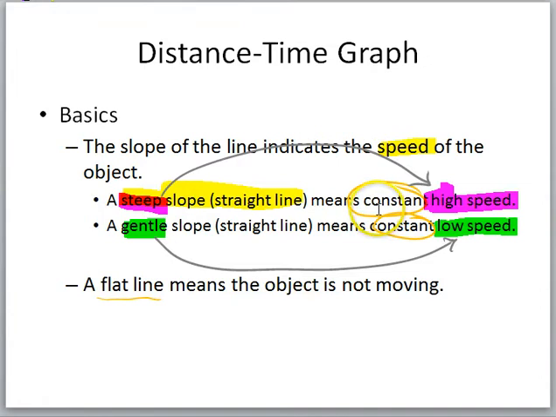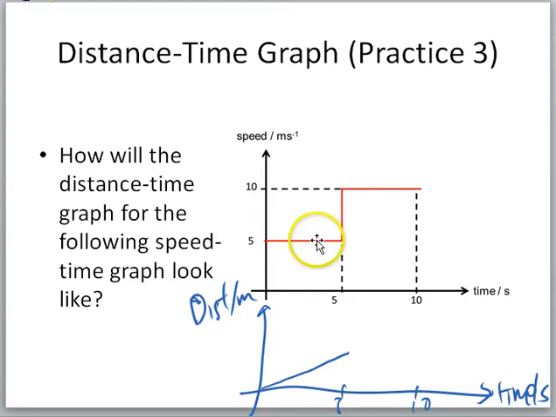Steep slope represents constant high speed. Gentle represents constant low speed. So you can see this is a constant speed, constant speed. This is lower, so it should be gentler. 10 meters per second is a higher speed. So now we should draw a steeper slope. Can you see here? This line here is gentler. This line over here is steeper. This is how we can draw to distinguish both of them.